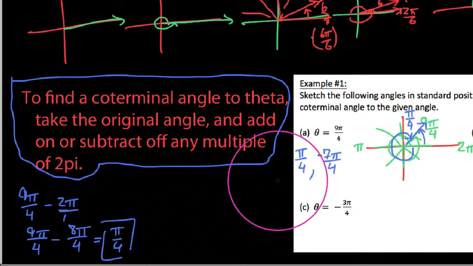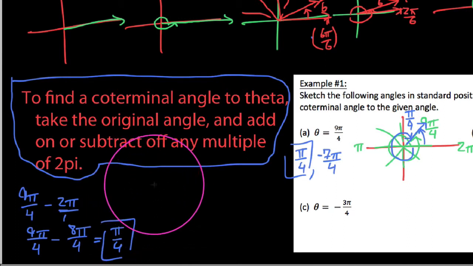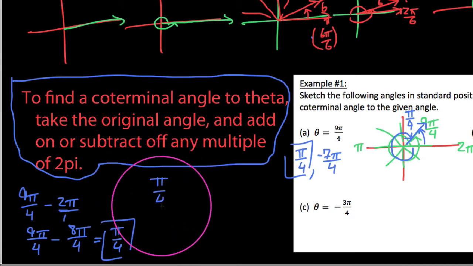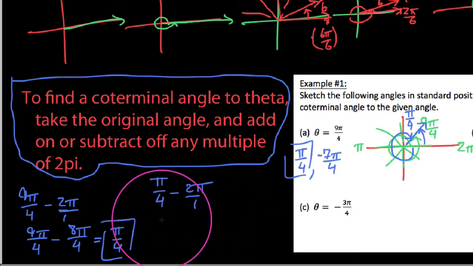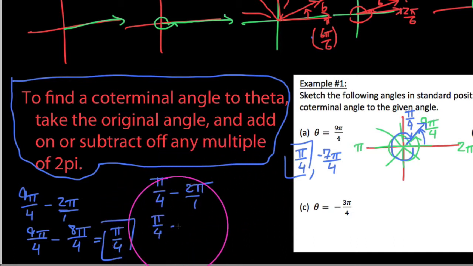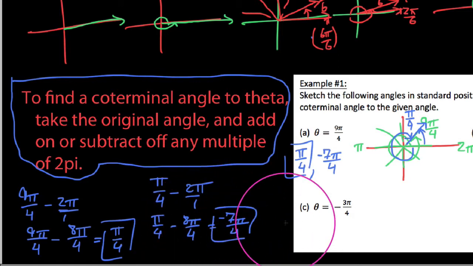And you'll notice that that's our first positive coterminal angle that we were able to find in the first place. And I'll say this, we could actually take that angle that we just got, pi fourths, and subtract off another 2 pi. Getting a common denominator, pi fourths minus 8 pi fourths would give us negative 7 pi fourths, and that's of course what we confirmed visually in the first place.